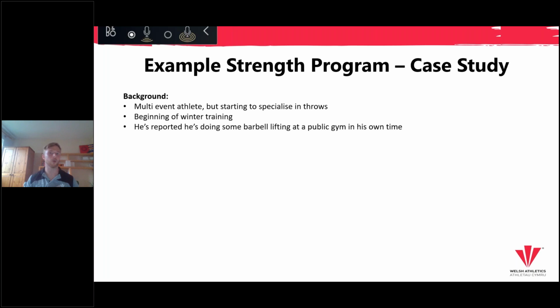So immediately, using my observation skills, I'm going to start to speculate a little bit there. Probably going to ask him what type of stuff he's doing. He's probably, in this hypothetical case study, going to say, well, yeah, he's a young male athlete, he's doing bench press and squats. Okay, so I know he's doing some of that stuff already, so I potentially want to give him some different stuff.